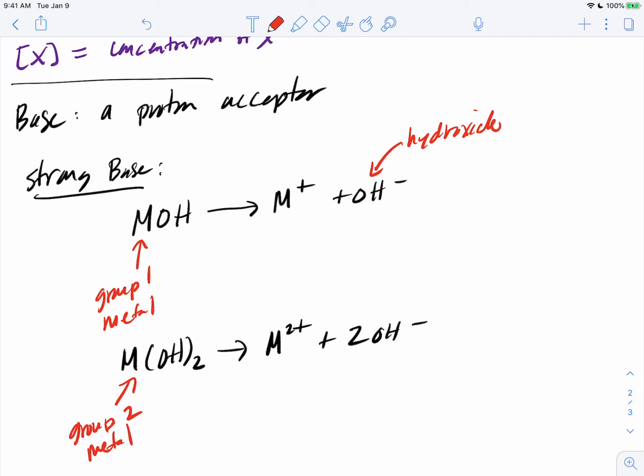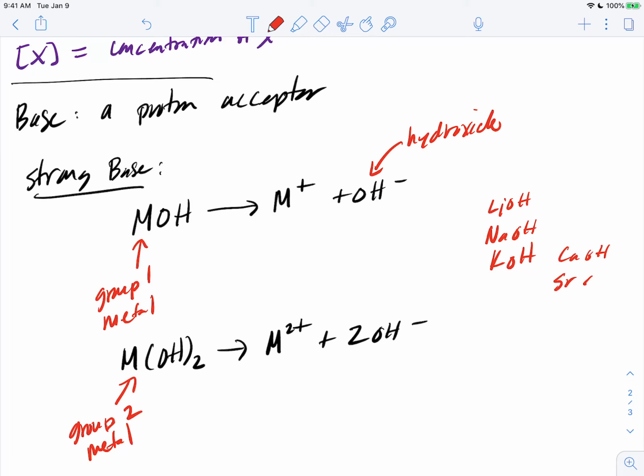Okay, so if we look at the strong bases, let me grab my periodic table, we already wrote these out, but we can write them again. It is lithium hydroxide, sodium hydroxide, potassium hydroxide. Now those are all the group 1 metals. And then we have calcium hydroxide, strontium hydroxide, and barium hydroxide.